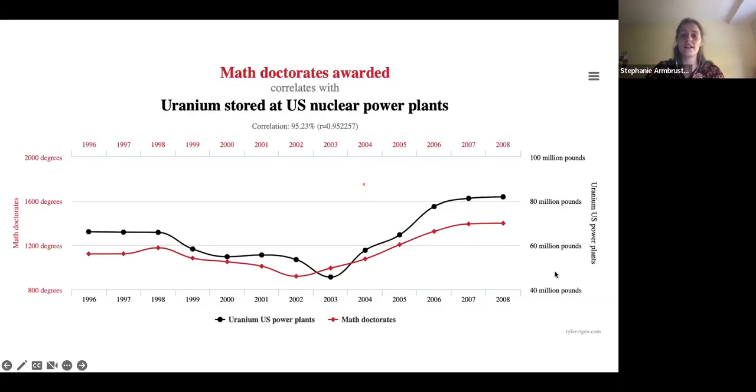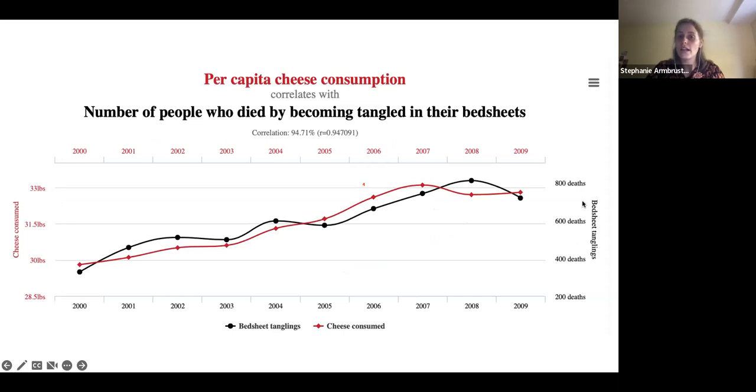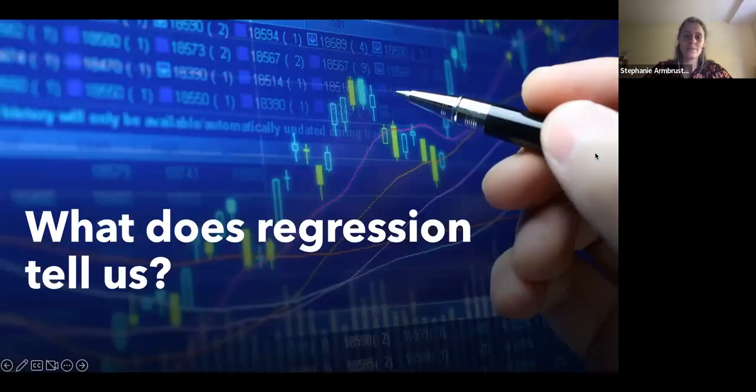Another very funny one is the math doctorates awarded correlated with the uranium stored at US nuclear power plants, also very highly correlated, but the one won't cause the other. Or if you look at the cheese consumption and the number of people who died by becoming tangled in their bed sheets, again, they won't really have anything to do with each other apart from somehow having the same or similar values across the years.